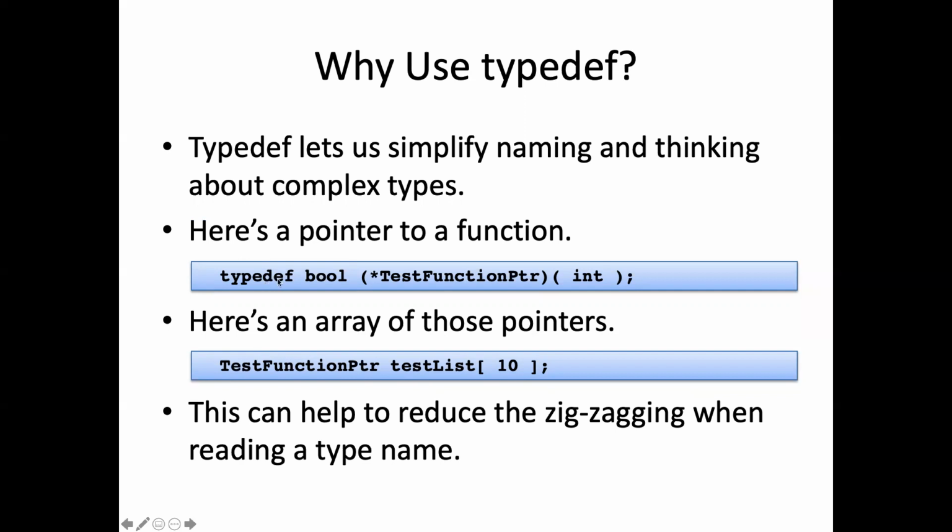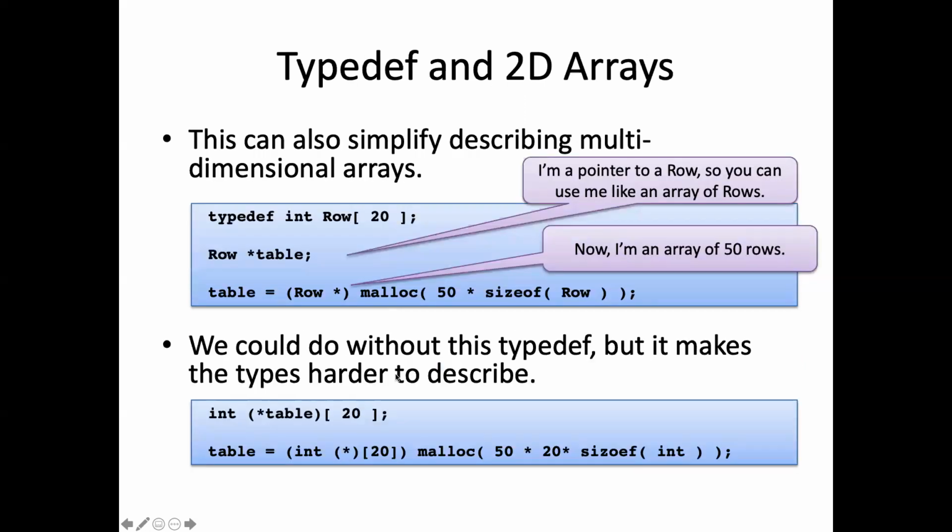Without the word typedef, I'd be making a variable, test function pointer, that is a pointer to a function that takes an int and returns bool. With typedef in front, that's now the name of a type that does that. And if you wanted an array of pointers to functions like that, with a short name for that, it's easy to make that array. Now, test list is an array of 10 pointers to functions like that. So having typedef makes it maybe easier to read the types of a thing without having to zigzag back and forth as much. For structs, this is awfully handy.